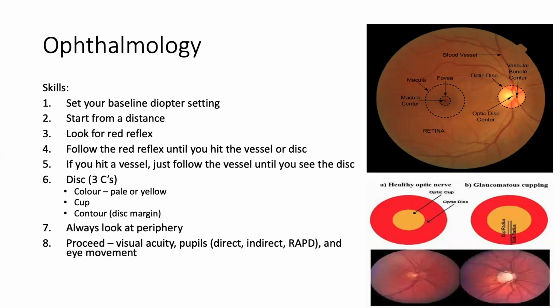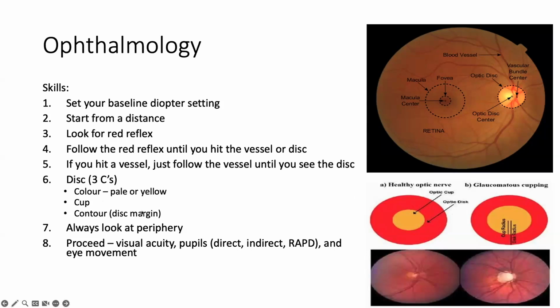In your examination, usually the patient's pupils would have been dilated, so it's likely going to be easy for you to hit the vessel or the disc from a certain distance. You're lucky if you hit the disc directly, but sometimes you may hit a vessel. Don't panic. Once you've seen a vessel, just follow the vessel until you see the disc, because the vessel will always point towards the disc. Wherever you go, just follow the vessel. You won't lose track, because it will always come to the disc at the end.